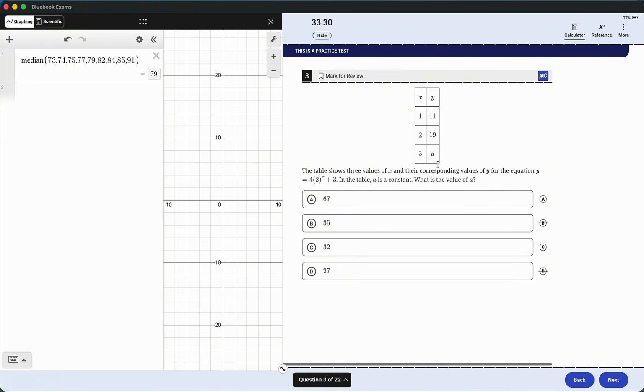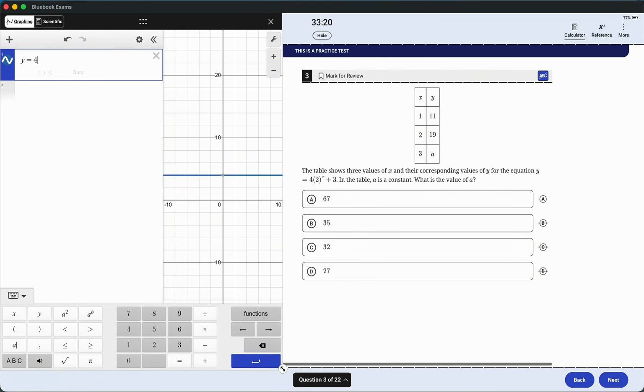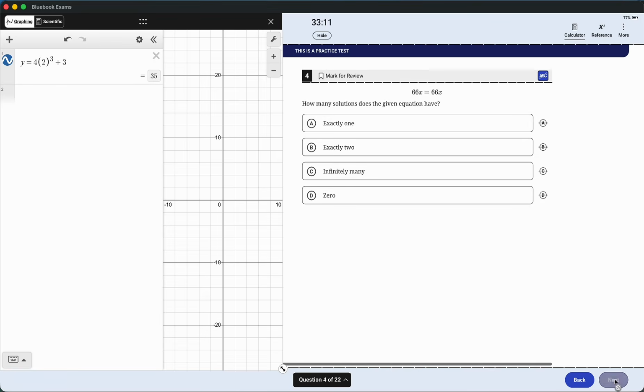Next one. We got this table. It says the table shows 3 values of X and the corresponding values of Y. Here's our equation. They want to know what is A. A is the Y value when X is 3, right? This is pretty simple. You just type your equation in, and we can just replace X with 3 because that's all it is. And we get our answer, just 35.